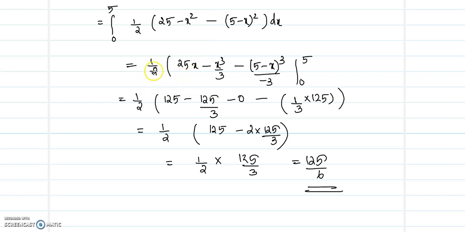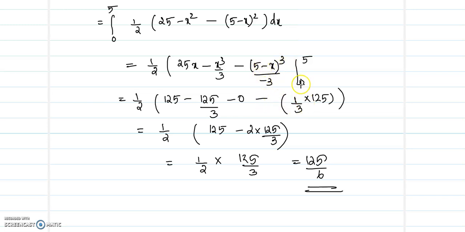So upon integrating, we'll get 1 by 2, 25x minus x cube by 3 minus (5 minus x) whole cube by minus 3, varum. Apply the limits from 0 to 5. So we'll be getting 1 by 2, then 25 into 5, 125, varum. Minus 5 cube is again 125 by 3. Now at 5, this term will be 0.